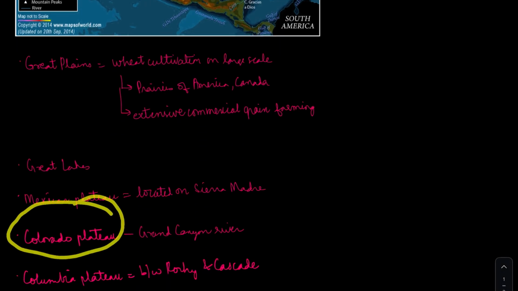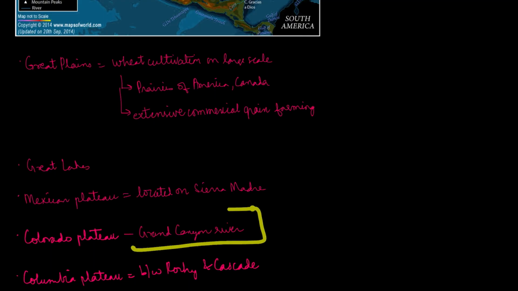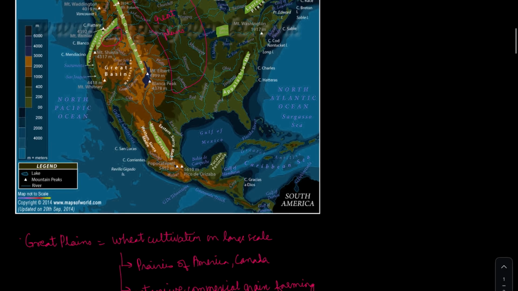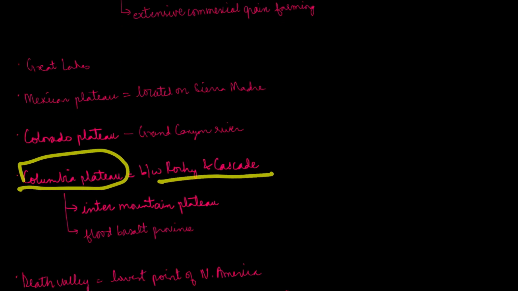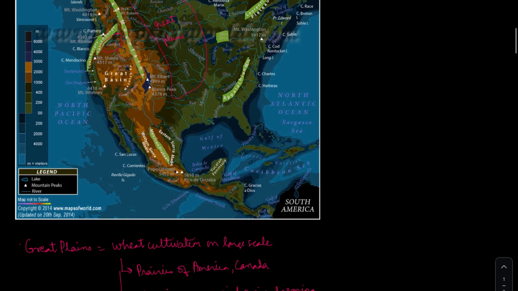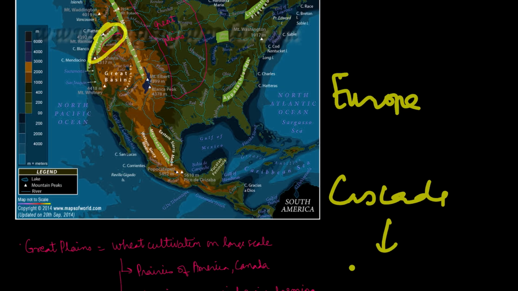Then we have the Colorado Plateau, which houses the Grand Canyon. This is the Grand Canyon, and over here, this is the Colorado Plateau. Then the Columbia Plateau, it is between the Rockies and the Cascades. I had mistakenly called it Caucasus. Caucasus are in Europe. This is Cascade, which is in North America.